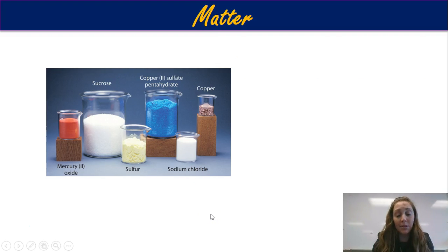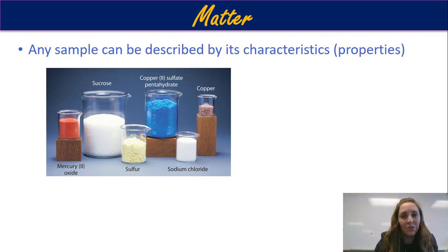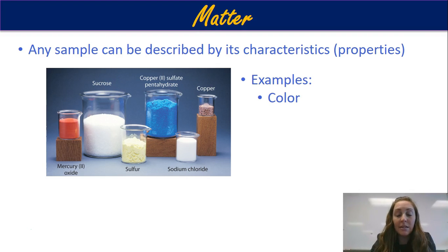All right, so I've got here some examples of things that are matter, and they're things that people think of as chemicals because we have a chemical formula for it or it's a compound. So I've got some mercury(II) oxide, some sucrose, some sulfur, copper(II) sulfate pentahydrate, sodium chloride, and copper. So any sample can be described by its characteristics or properties. And if you have a specific type of matter, it's going to have a specific type of properties. Some of the things that you might describe matter with when we're in chemistry might be its color, right? Only one of these things is blue. Now, that's not saying that copper(II) sulfate pentahydrate is the only blue thing in nature, but you might say out of these substances I have here, which one is blue?